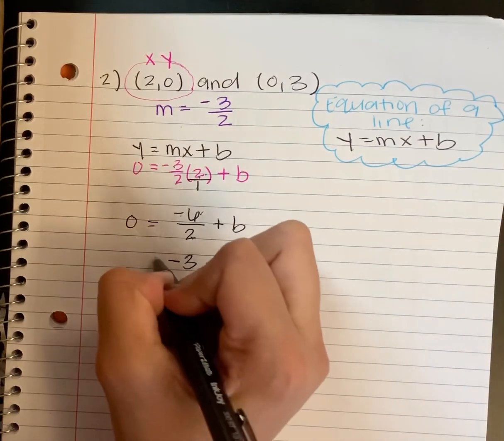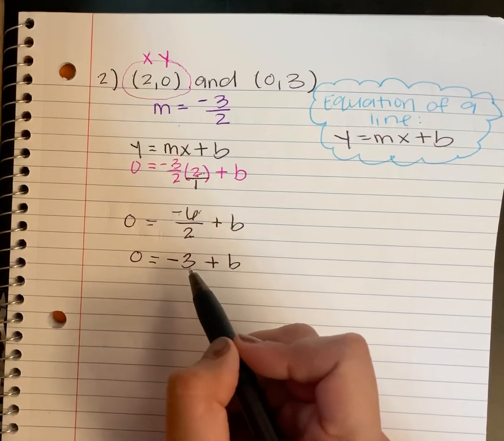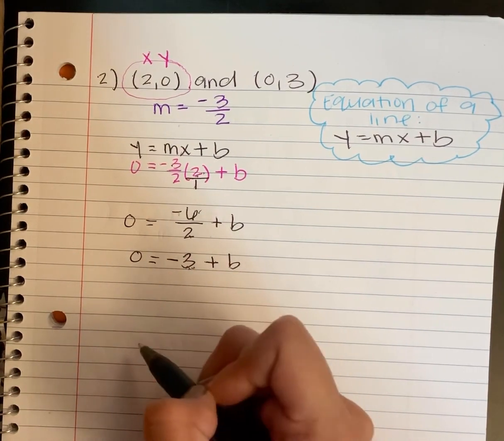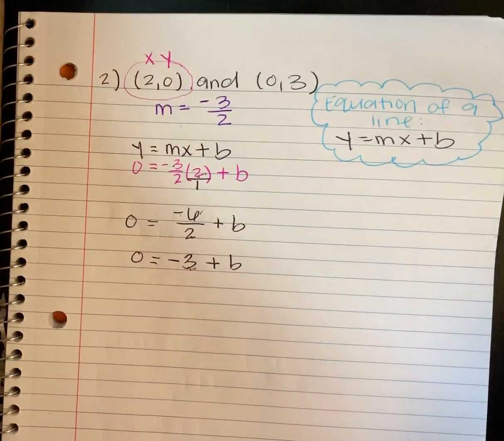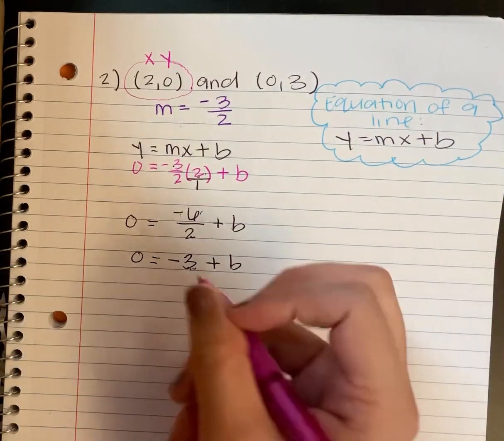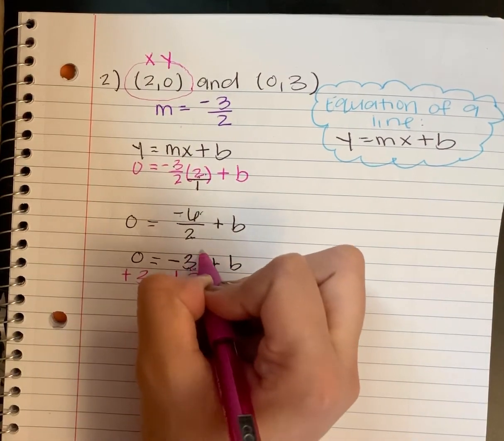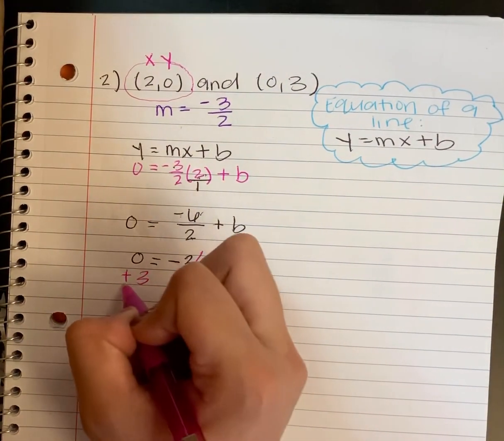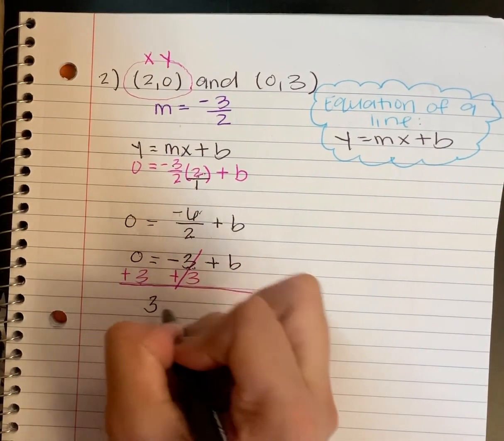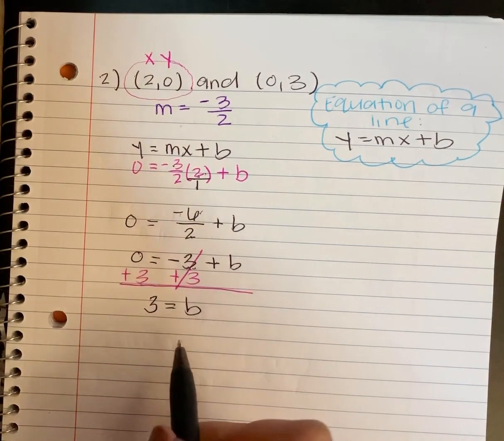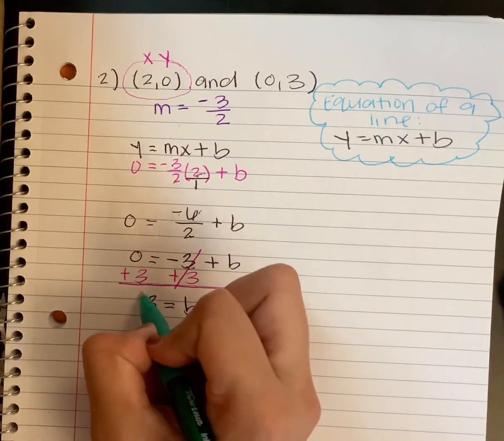I'm still trying to find my b, and I still have this 0 on the left-hand side. So how do we get rid of this number? How do I get this number to go to the other side of the equation? Well, since this is a negative, I have to add 3 to both sides. I'm going to add 3 to both sides. -3 plus 3, well, that gives me 0. 0 plus 3 gives me 3. And now I have found my b value.